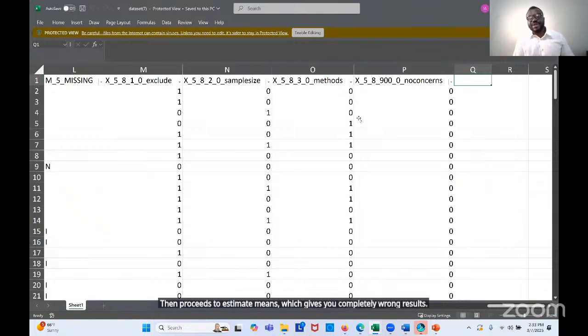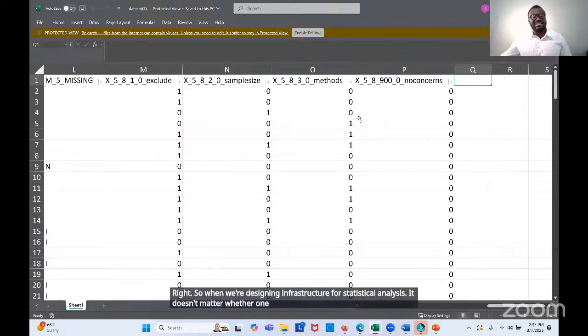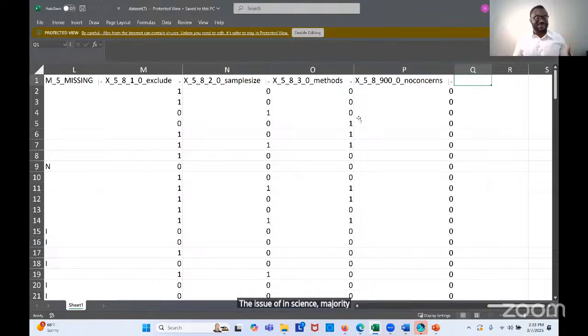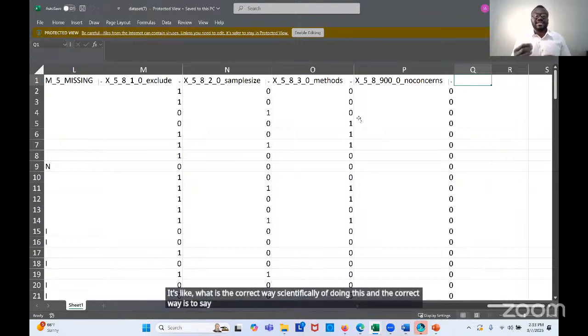So when we're designing infrastructure for statistical analysis, it doesn't matter whether one company is doing it one way, or whether the majority of companies are doing it one way. In science, the majority does not carry the vote. The question is, what is the correct way scientifically of doing this? And the correct way is to say they are going to be dummy coded.